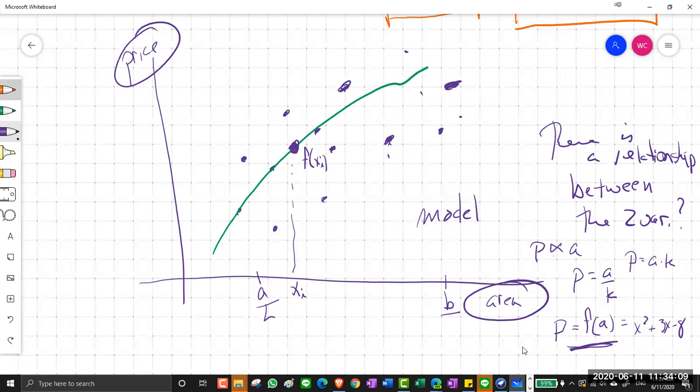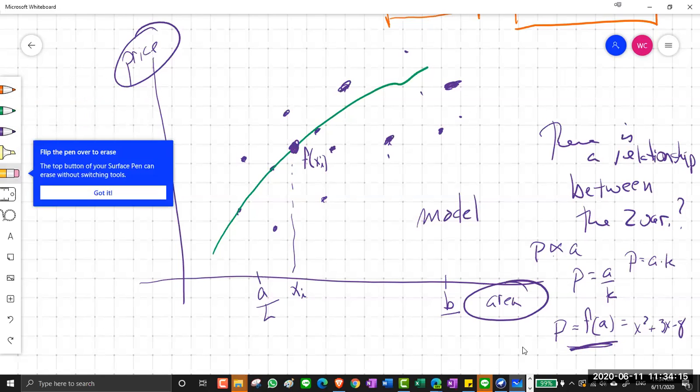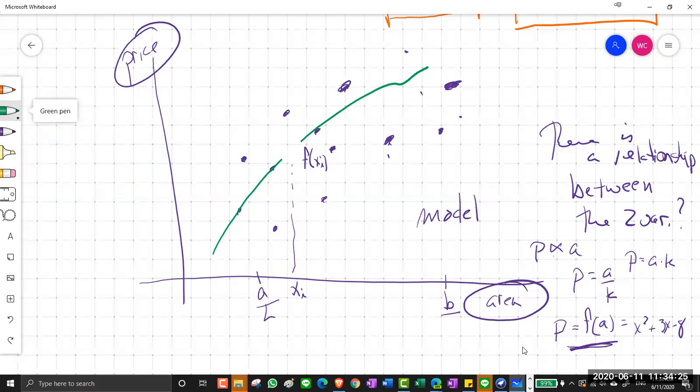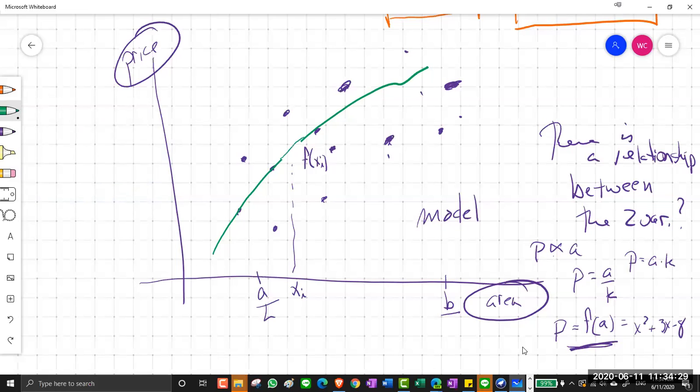Maybe I'll make it a different color. How do I do that? Let me go back to here. Go back to here. Okay. And go back to here. Go back to here. You don't know how bad this stuff is, how bad it is to try and write like this.